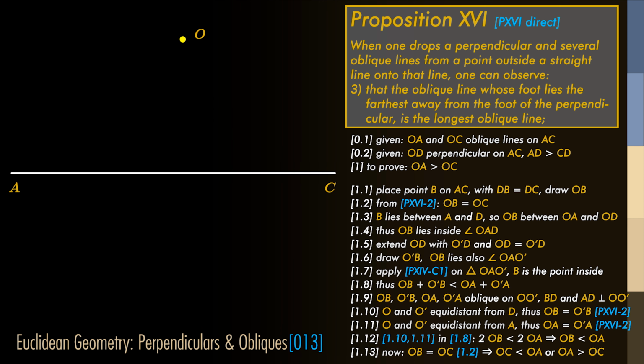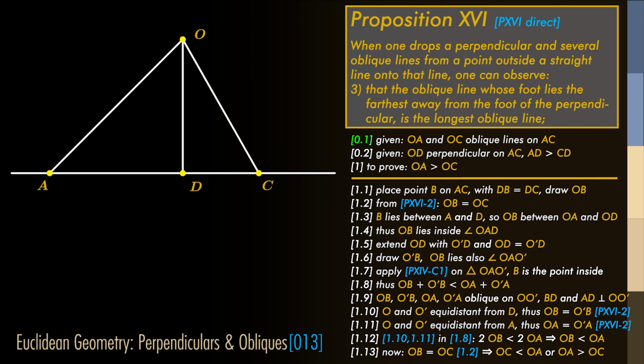For the last part of this proposition, we consider the two oblique lines OA and OC, where the foot A is farther away from D than the foot C. Ergo, AD is greater than CD. Now let's take another point B on AC as a foot and have the point B as far from D as the point C from D. So DB equals DC. Now draw OB. According to the previous case, OB equals OC.